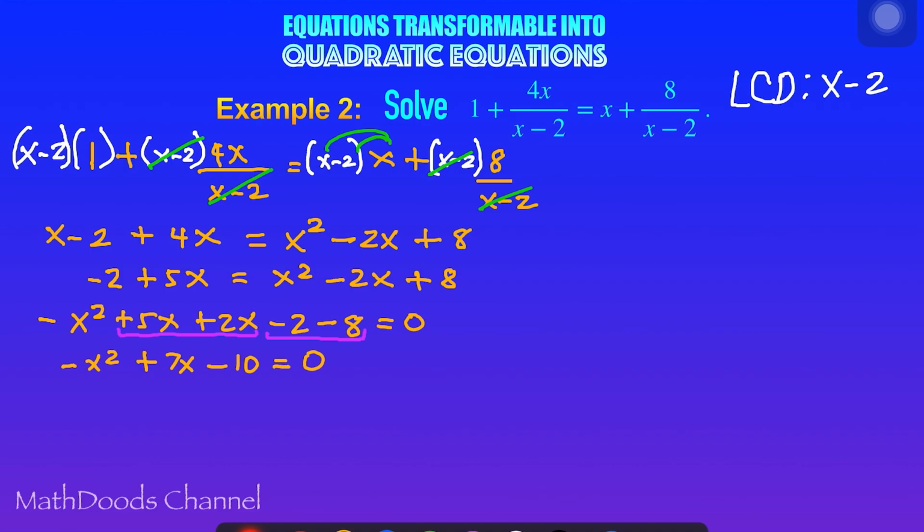And then, since yung coefficient ng quadratic term natin ay negative, kailangan positive sa general form, no? So, i-change natin lahat ng terms to opposite. So, yung negative x squared magiging positive x squared. Yung positive 7x magiging negative 7x. Yung negative 10 magiging positive 10 equals 0. Ayan na yung quadratic equation na hinahanap natin.